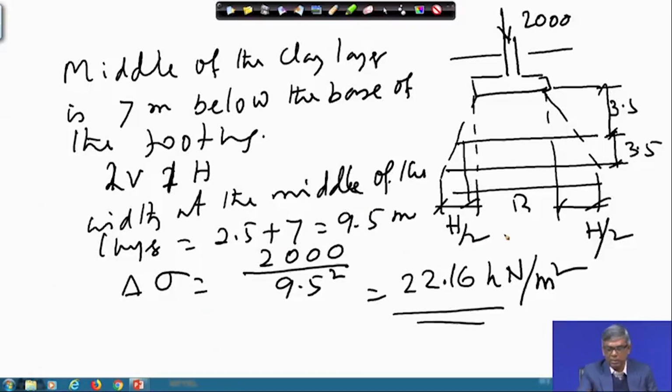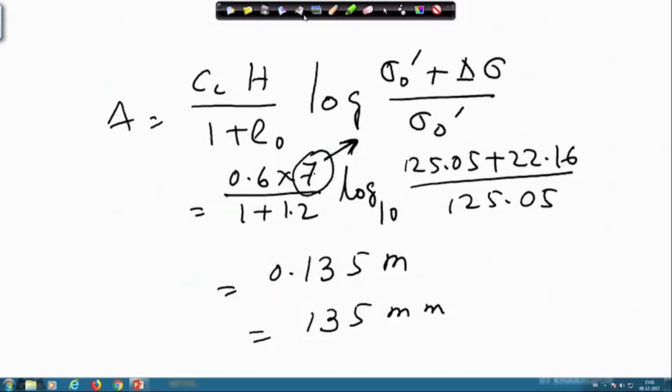So, this is the calculation of delta sigma, and after knowing C c, then e, then the value of sigma naught dash, then delta sigma, we can next use the formula, finally use this formula to get the total settlement. So, this way one can calculate the settlement.